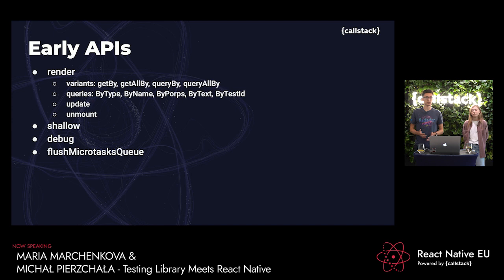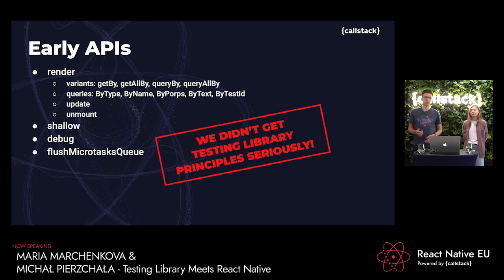What's important in this picture is that even in the first release, we diverged from testing library principles that forbid shallow rendering or some dangerous queries like getting by component type or name or props, revealing implementation details not visible to the users. We introduced these, however, because one of our principles was to be able to migrate off of Enzyme at as low cost as possible.